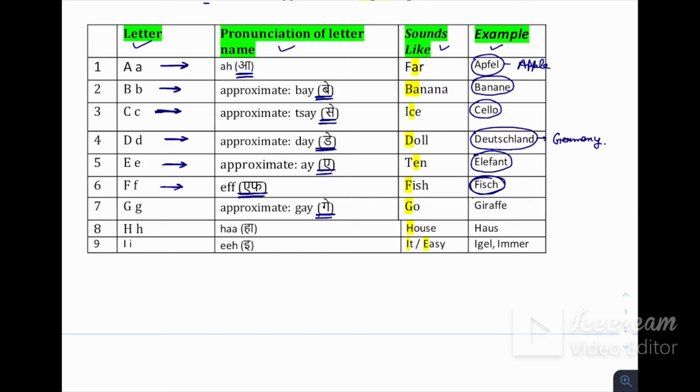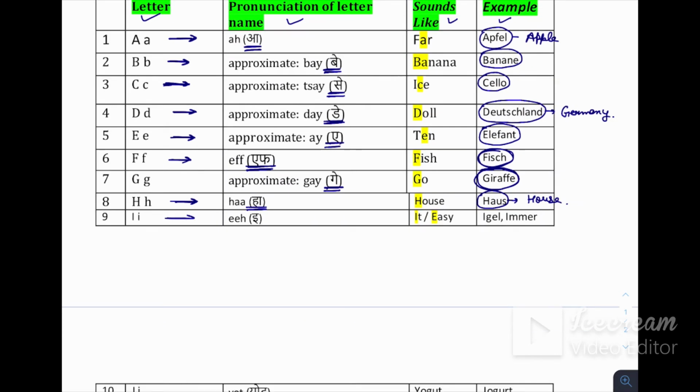G is gay, like Giraffe. Clear? H is ha, like Haus. Haus means house. I is E, like the English E, as in Immer. Immer means always. How is it going to sound? Immer. I is E. Clear.